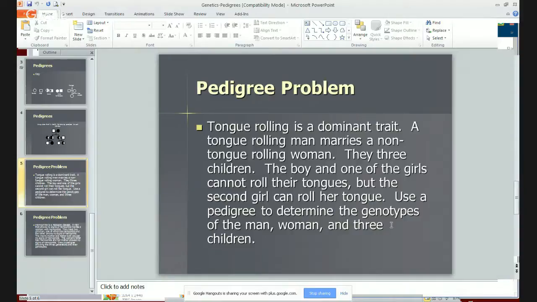The second daughter obviously got her ability to roll the tongue from dad. And we know that her mom could only pass on the recessive allele, so she also has to be a carrier. Okay?